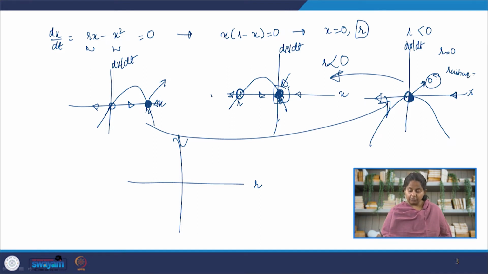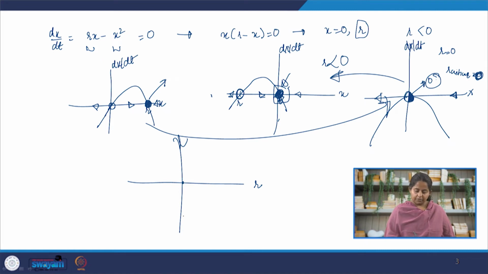We know the value is 0. It was very easy to figure this out. We did not have to differentiate and find the tangential point of any two meeting, intersecting curves. So, at R equal to 0, we know that there is only one fixed point, and we know that on the positive end it is stable and on the negative end it is unstable.